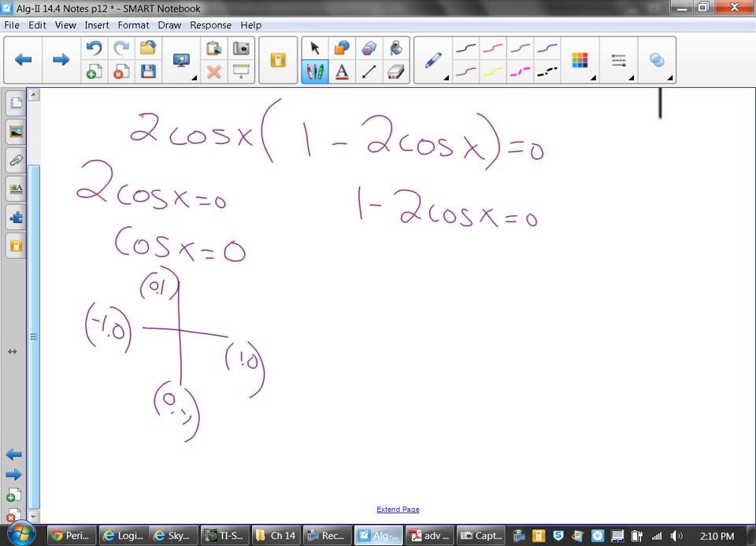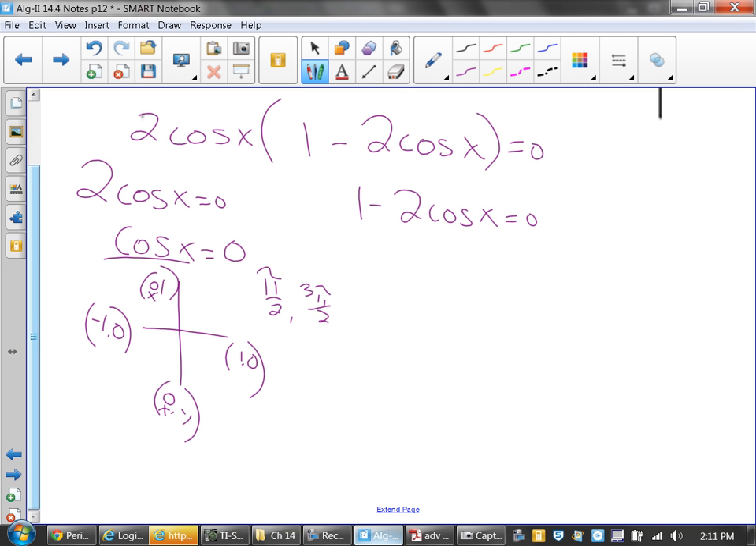Cosine is 0 at pi over 2 and 3 pi over 2. 3 pi over 2, because y is negative 1, and cosine is the value of x. Where's cosine 0? Cosine is 0 right there. Okay.